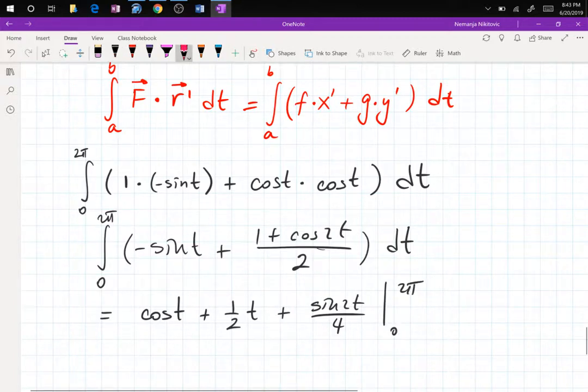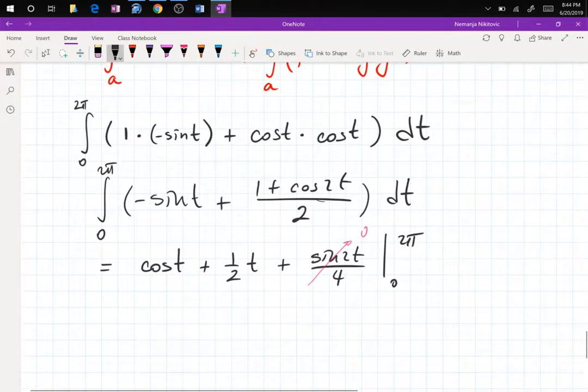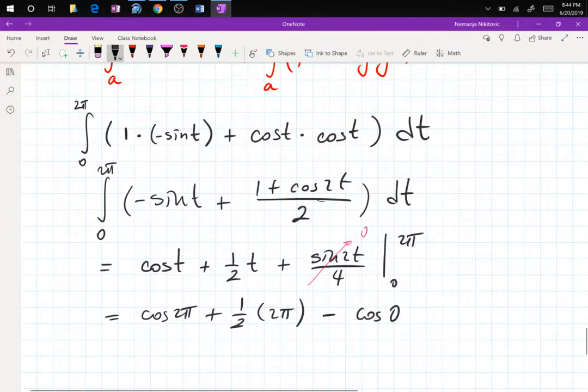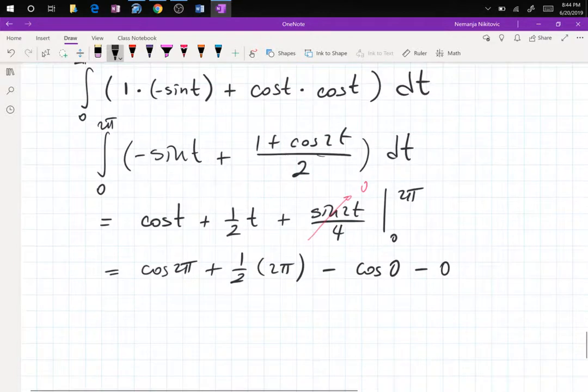Now, this term dies because it's sines, and you have your cosine of 2 pi plus 1/2 times 2 pi minus cosine of 0 minus 0. Now, cosine of 2 pi is 1, so they actually cancel. 0 is gone, so the whole thing is pi. Make sense?